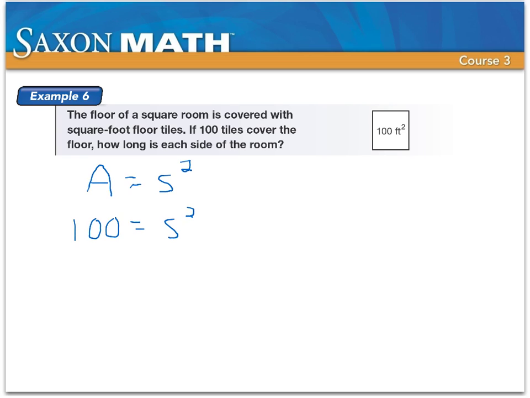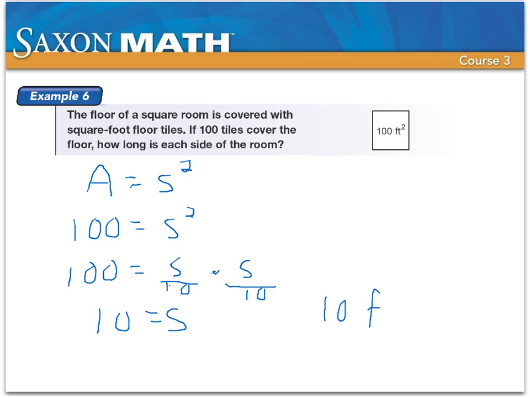That's got to equal our side squared. Think about what squared means: something times itself twice. So 100 equals something times itself. I'm asking myself, what times itself is 100? That answer is 10. So this S right here has to equal 10, because 10 times 10 gives me 100. Now, we need to make sure that we answer the question. It says, how long is each side of the room? Well, we're in feet, so it's 10 feet.